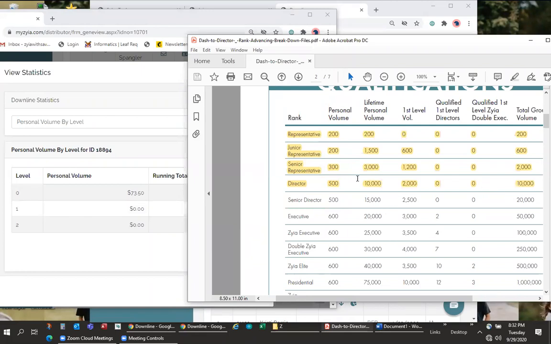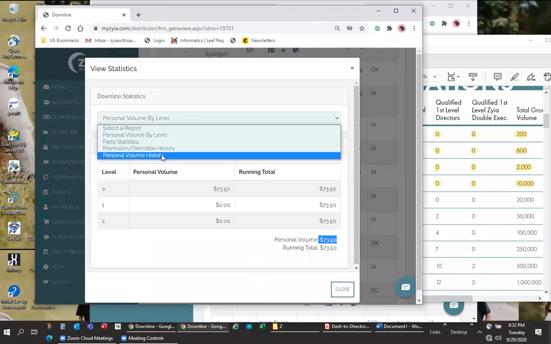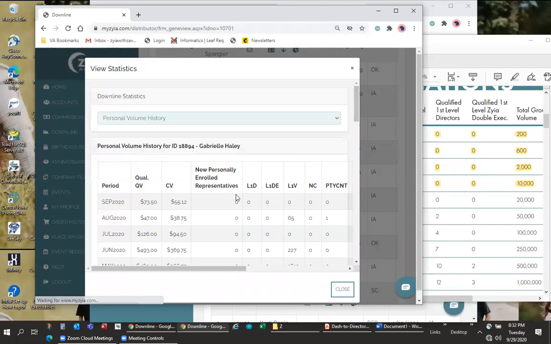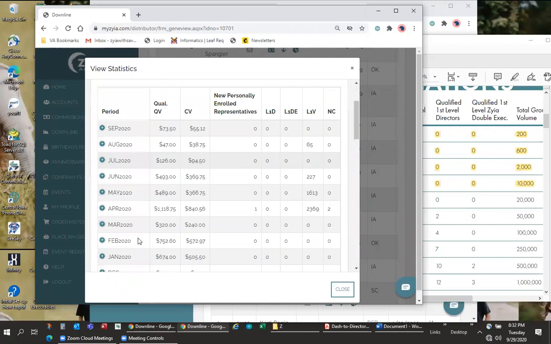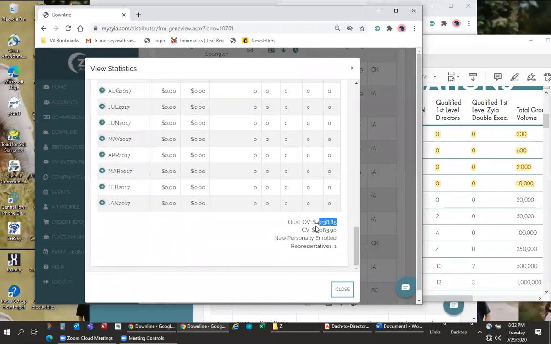But you also need to know if this person has a lifetime volume of 10,000. That's where the other report comes in. You go down to personal volume history, and it will calculate everything she sold by month, okay? So you can see September, August, all the way back. And if you go all the way down, at the bottom it shows their lifetime volume, so you don't ever have to add that up.